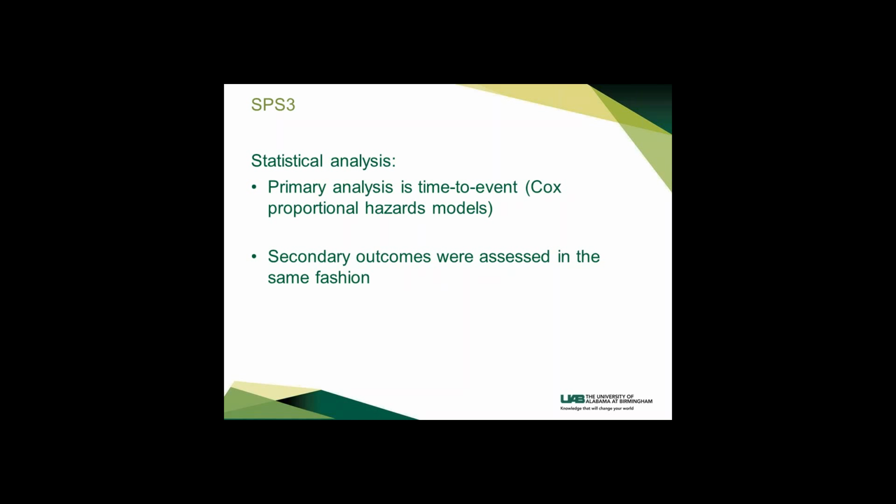Okay, so our primary analysis was a time-to-event analysis. We used a Cox proportional hazards model. And our secondary outcomes were assessed in the same fashion. And because I wrote the statistical methods for this paper, I know that both of those are in there, and it's described in the methods section.